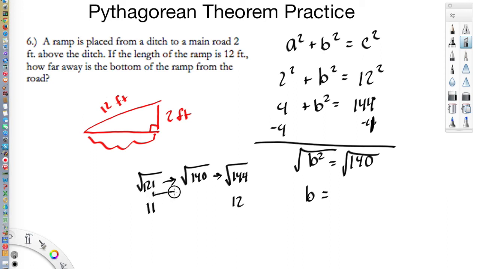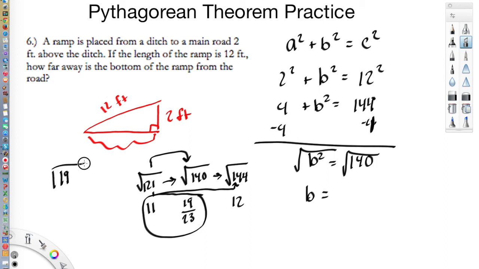Let's see. So I want to find out that the span from 121 to 144, that's going to be 23. And how far along am I from that span? Well, what's the difference between 121 and 140? I think it's going to be 19. So the exact answer, or I should say approximate answer, is going to be 11. The square root of 140 is 11 and 19 23rds. But let's round that. We want to round this to the nearest tenth.